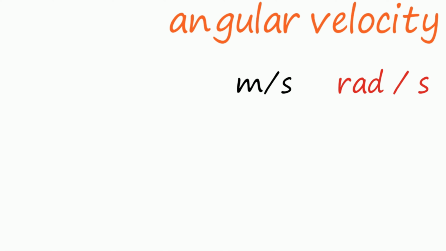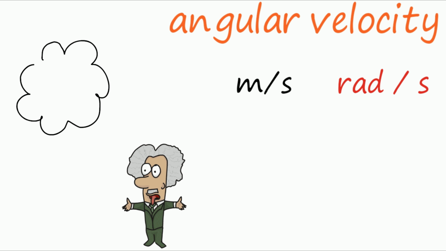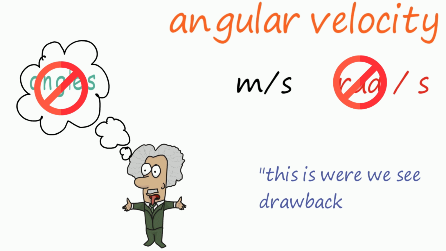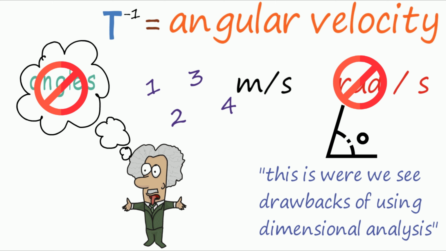Angular velocity. It is the same as linear velocity, except instead of using meters per second, we use radians per second. But we cannot use angles in dimensional formula. So what do we do? We just discard radians and just use time. And this is where we start to see the drawbacks in using dimensional analysis, as we cannot describe angles or any constant values in the dimensional formula. So the dimensional formula is T to the power negative 1.